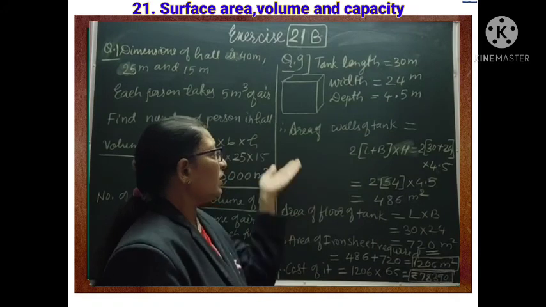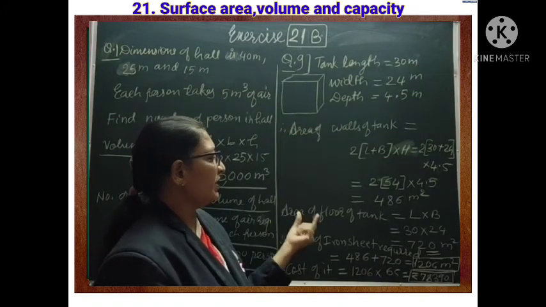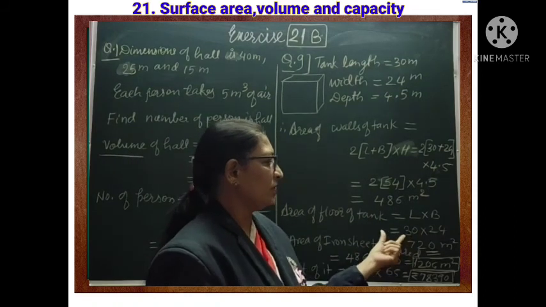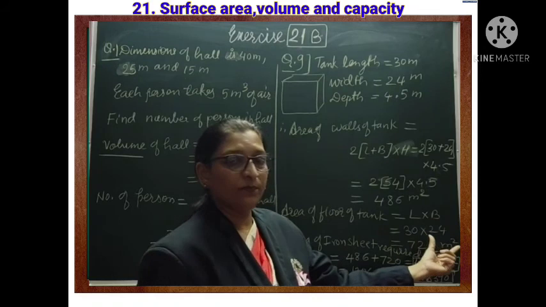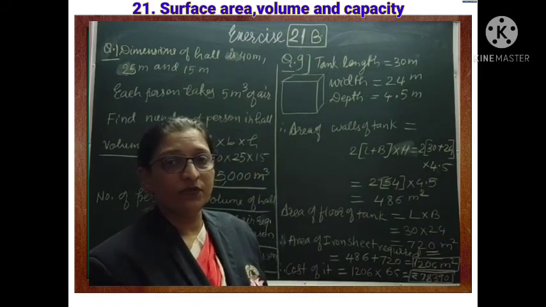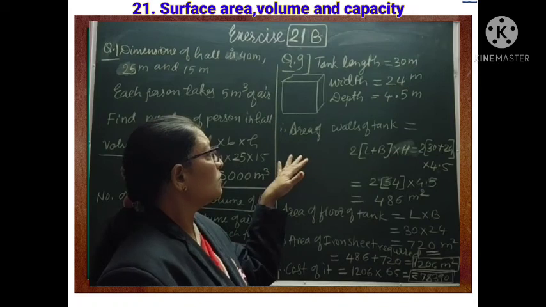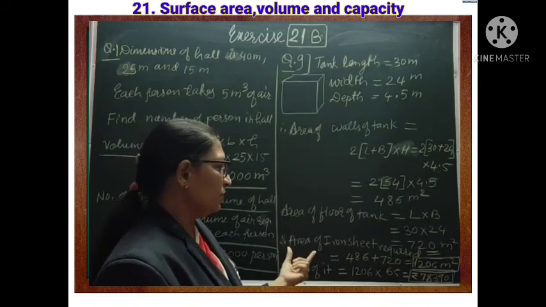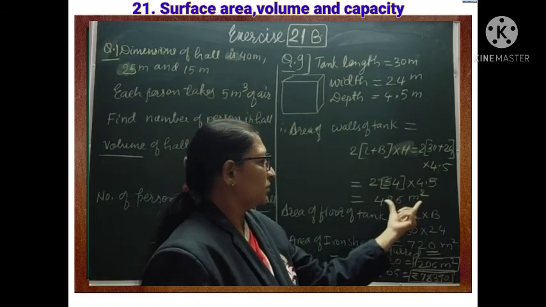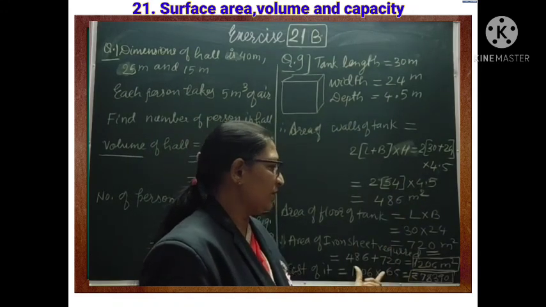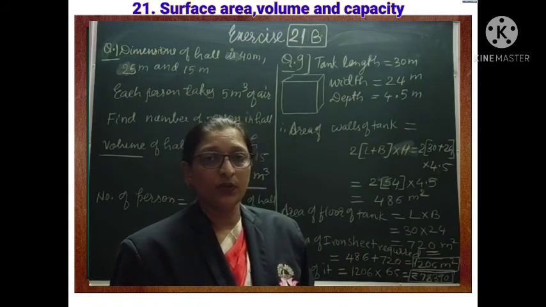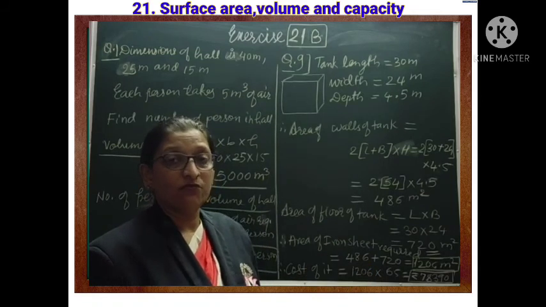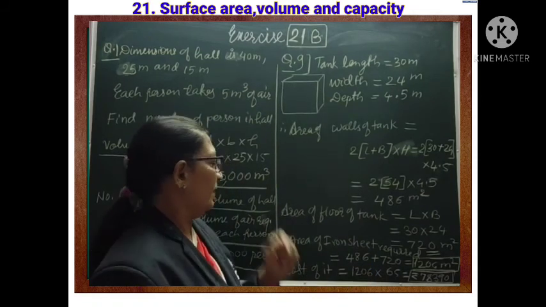Now, we have to find out the area of the floor of the tank, that is length into breadth. So length is 30 and breadth is 24. 30 into 24 is equal to 720 meters square, which is the area of the floor of the tank. So, total sheet required is equal to 486 plus 720, that is 1206 meters square. This much sheet we require for making this tank.